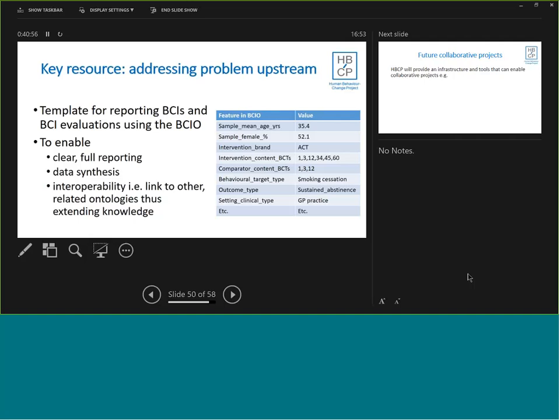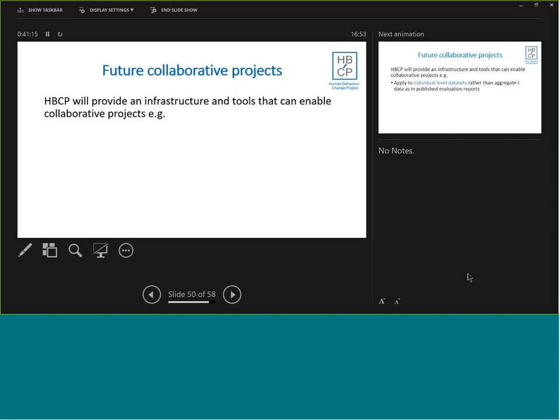But the vision is that this work will change the way people report their research, the way they conduct their research, as well as the end product of all of this in trying to make sense of it and bring evidence together for solving real-world problems.